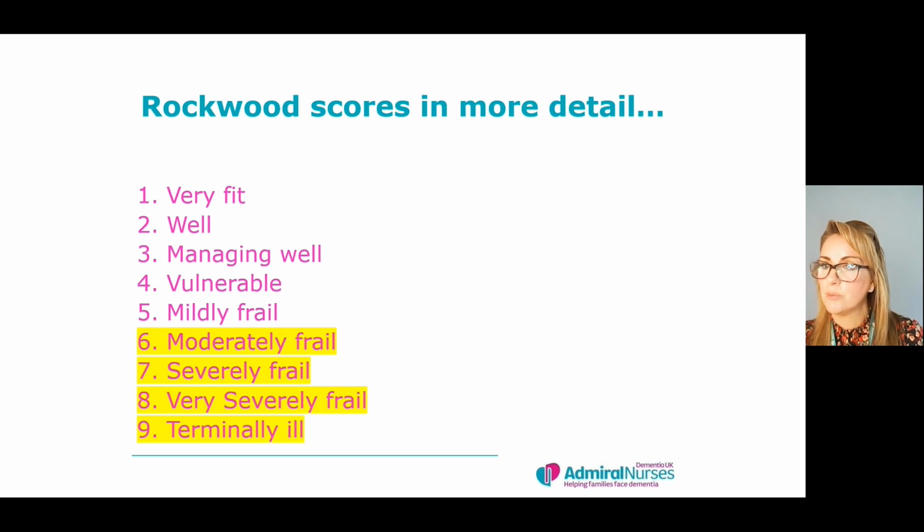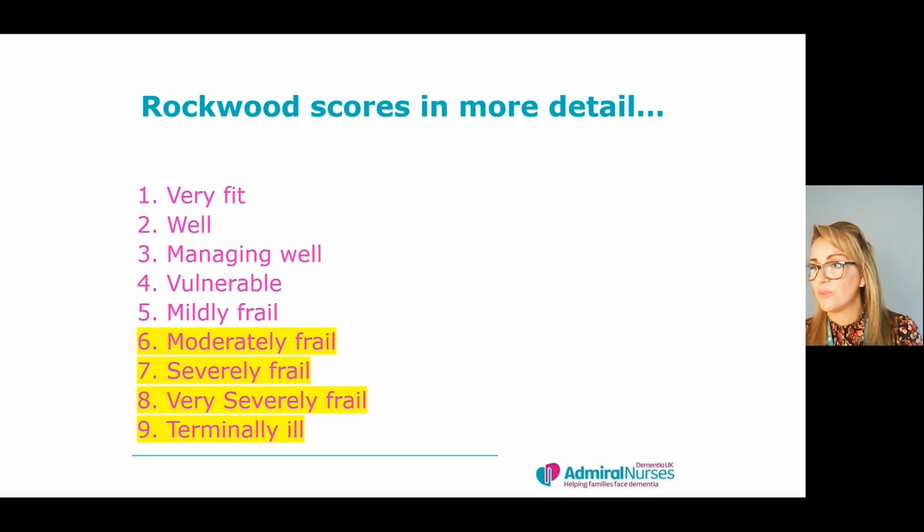But just to go through these in more detail, a score of 1 would indicate a person is very fit. So they're people that are very robust, they're active, they're energetic, and they're motivated. These people commonly exercise regularly and are amongst the fittest people for their age. A score of 2, the person would be considered as well, having no active disease symptoms, but are less fit than a score of 1.